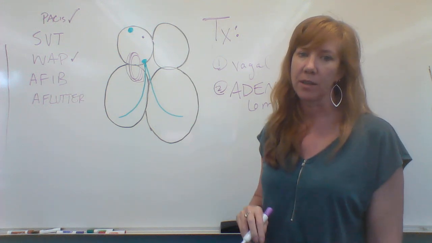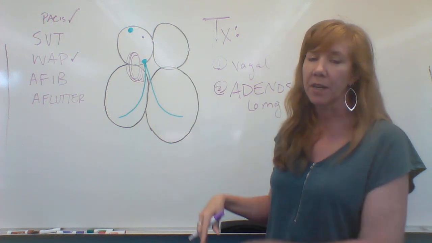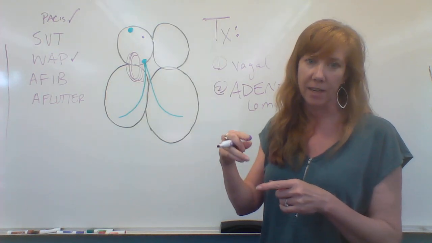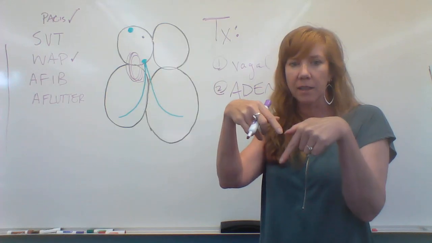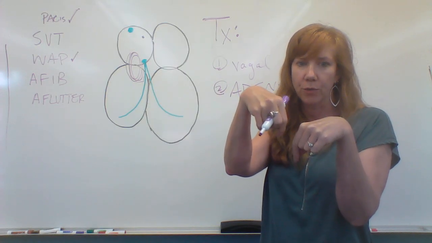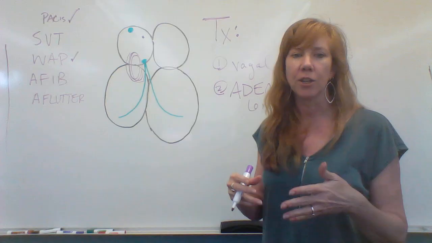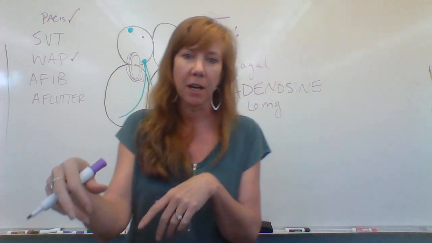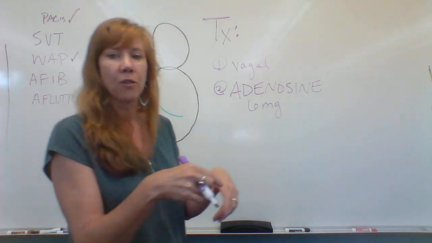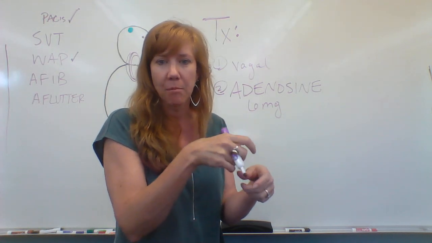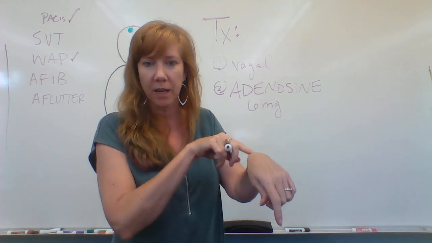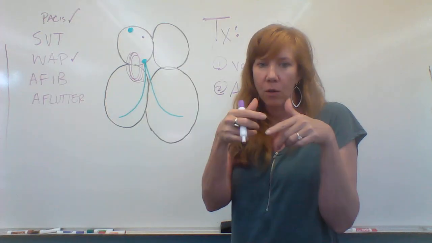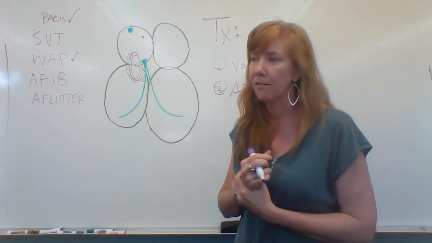rapid IV push. It has a super short half-life, so you have to have your flush all ready. There are all different ways to give it, but you give it through a running IV, or you can have your med lower and your flush right above it, and you go whoosh, whoosh. If you give it and then take that off, go pick up your flush, and put your flush on, by the time you do that, half of it is already gone in the tubing before it's in their arm. So you have to give it really quick because of that short half-life.